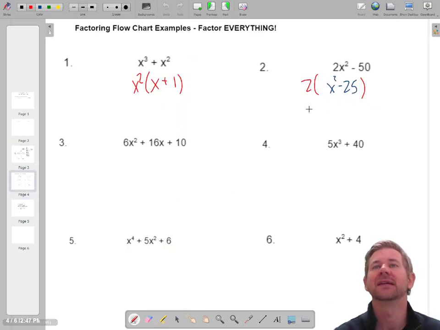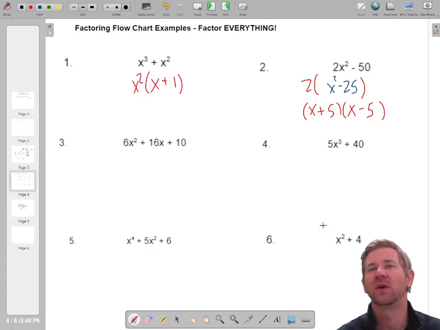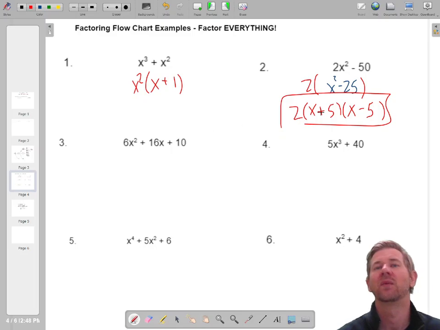Okay, so DOTS is you figure out the square root of each term. The square root of x squared is x, and the square root of 25 is 5. And then these are called conjugates. One gets a plus, one gets a minus. So that's the factored part in blue. Bring the 2 down. Now we have x to the first, so I know I am completely factored. I'm done.